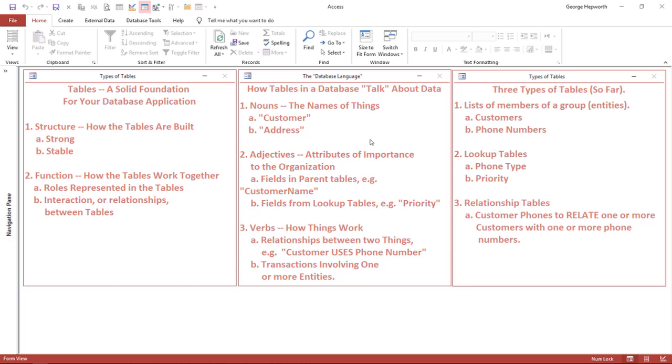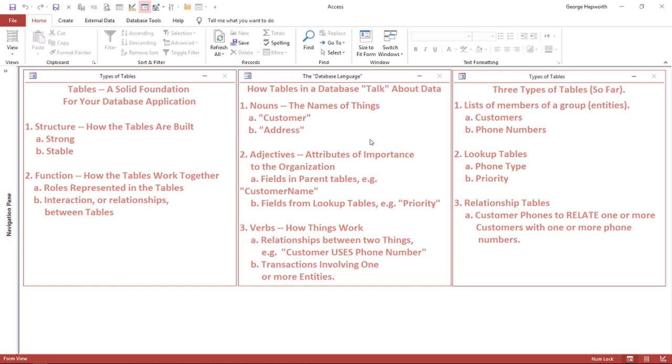So far we've identified three of those types, the first being the lists of members, or just lists of things. They're typically members of a group, and we had a couple of those so far, one for customers, one for phone numbers. We had a third one for email addresses and one for street addresses. So we have a number of different list tables.